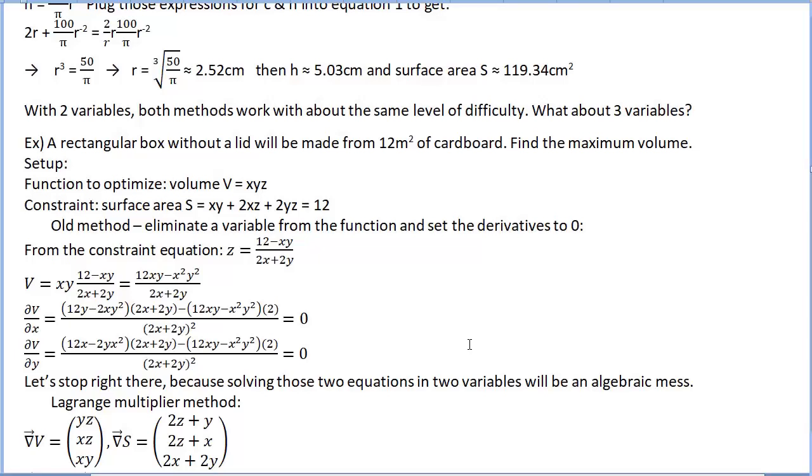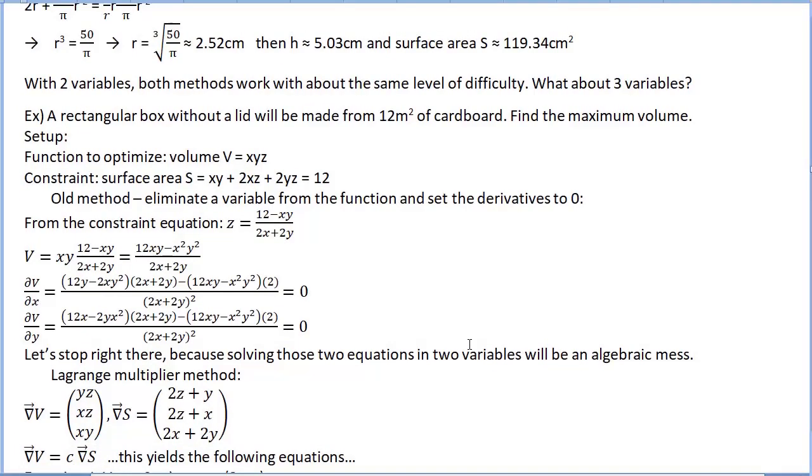Next, the surface area function. ds/dx is 2z plus y, ds/dy is 2z plus x, and ds/dz is 2x plus 2y. Those are the 2 gradients, and they must be parallel. Therefore, the gradient of v equals some constant times the gradient of s. Notice that we have 3 variables. That gives us 3 components in the gradient, and that will give us 3 equations. Let's write those equations down.